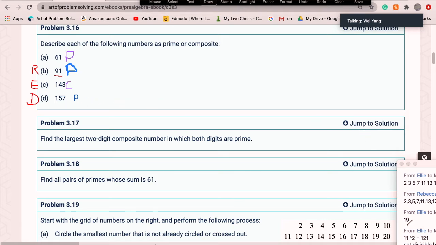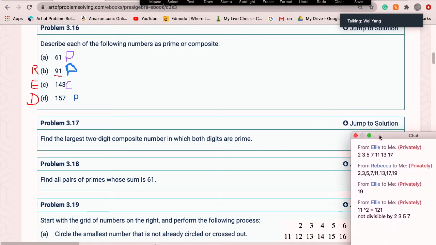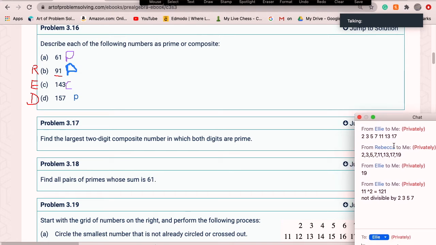Okay, now let me check. Am I correct? Now let's see. I think mine is composite. Yeah, if you think that's a composite number, you need to change your answer. You wrote P there, right? Then you need to change that to C. C means composite. Then you also need to send me the reason why you think your number is a composite number.